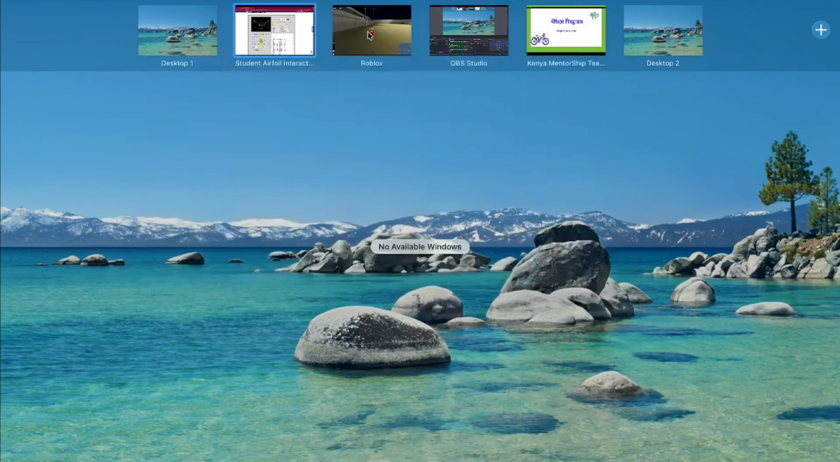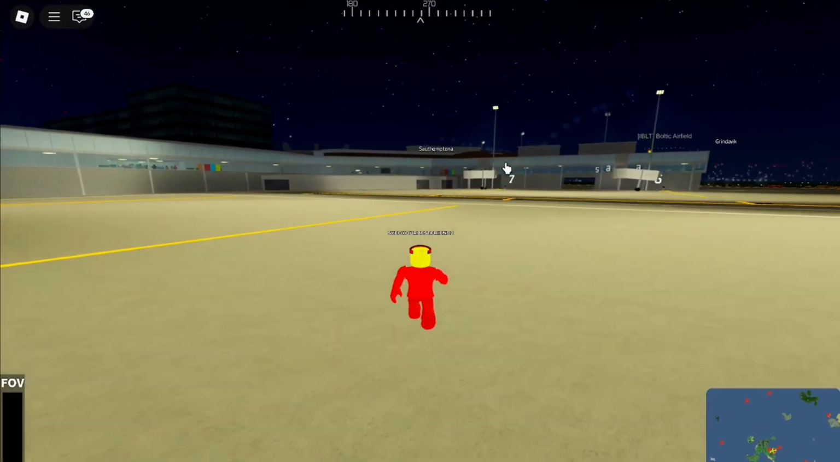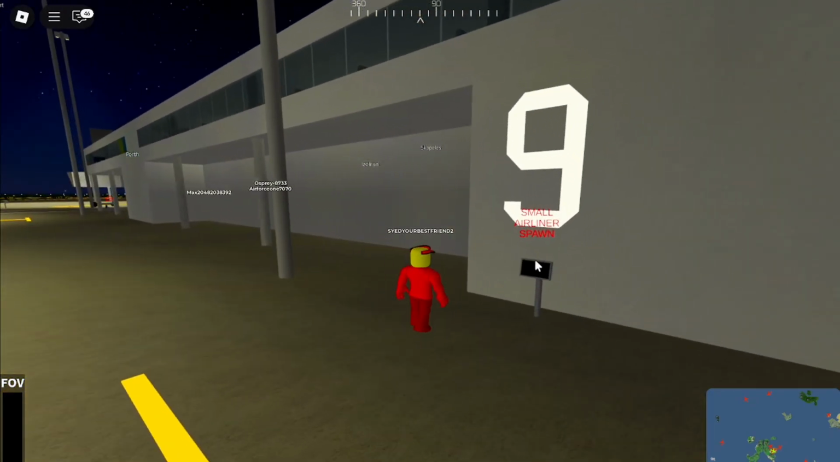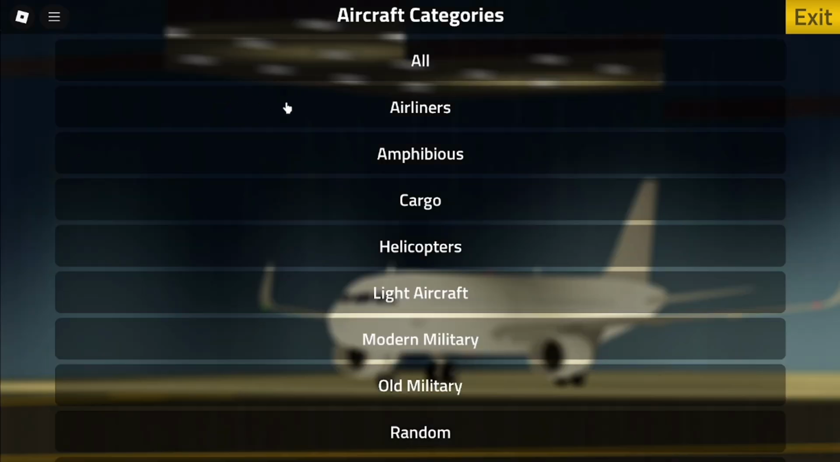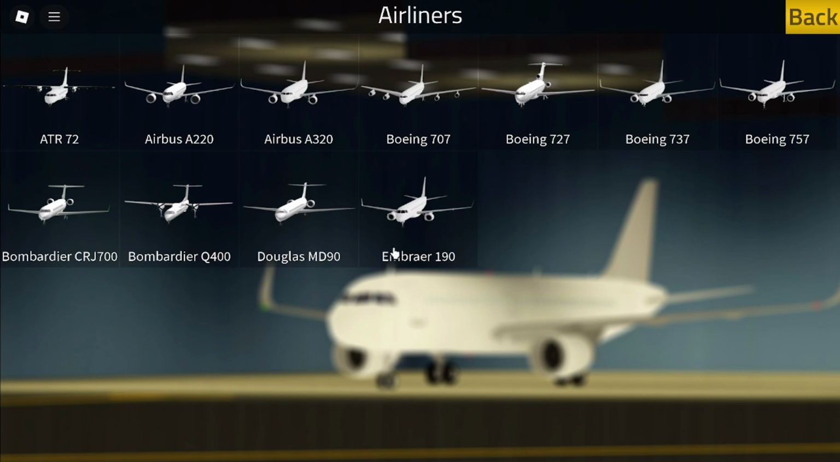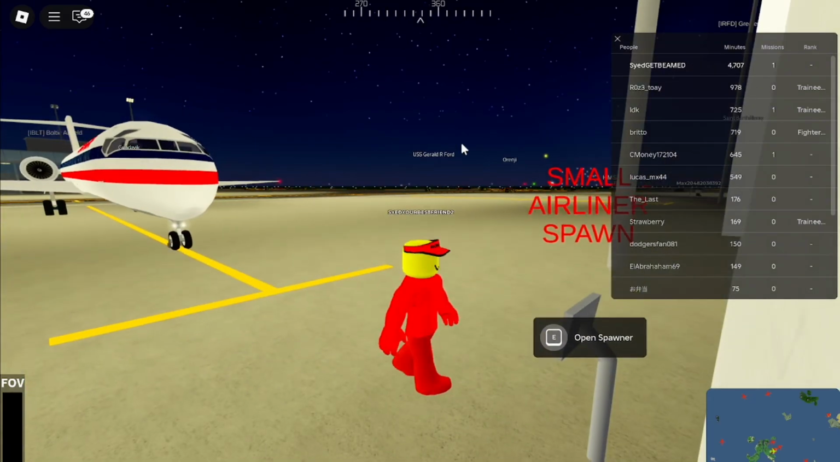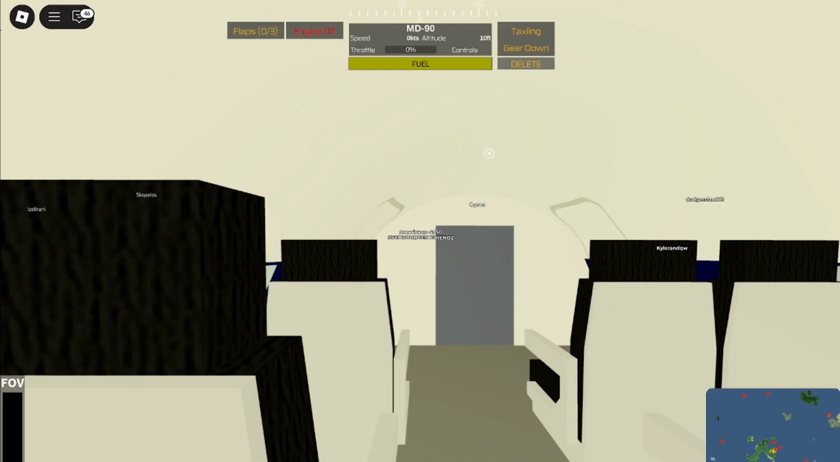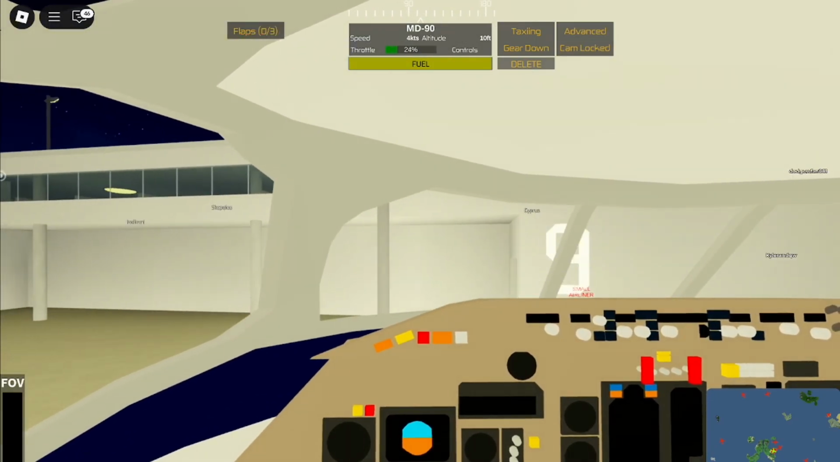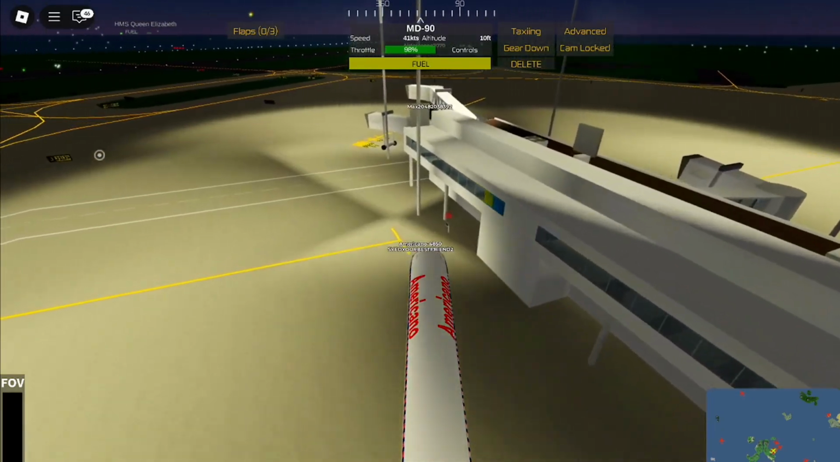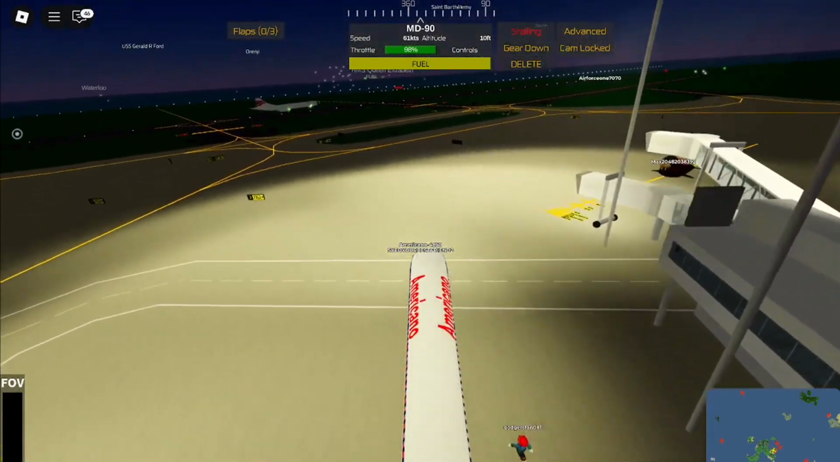Let's take a look at the very first plane. I want to see an MD-90 maybe. I don't know. Let's see what we got. I'm going to go over the airliners for this one. So yeah, we're going to see the MD-90. The MD-90 was introduced way back then. So let's just put this on the runway first, and let's see. We'll talk about the plane. Don't worry.